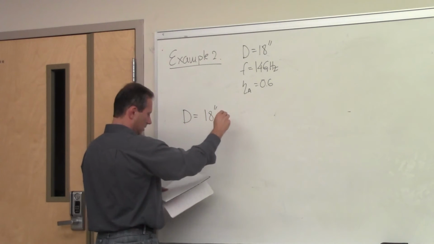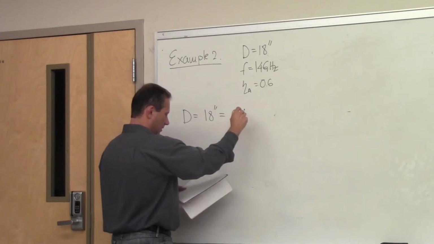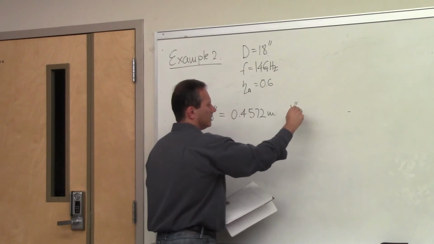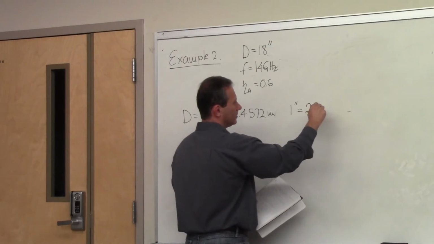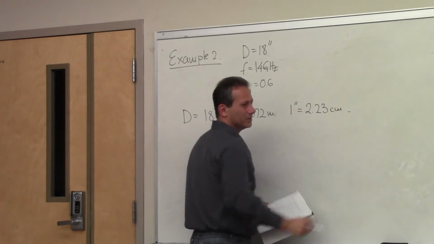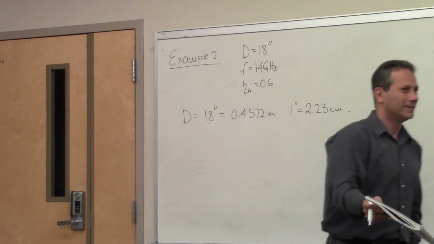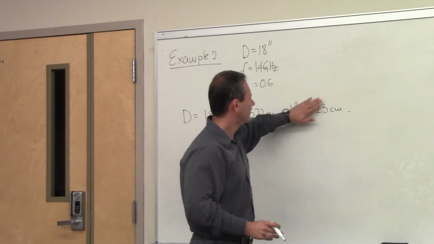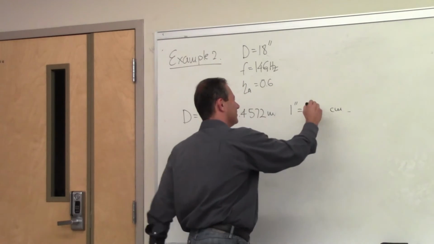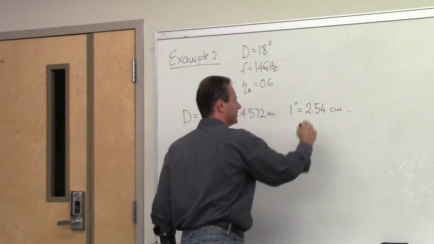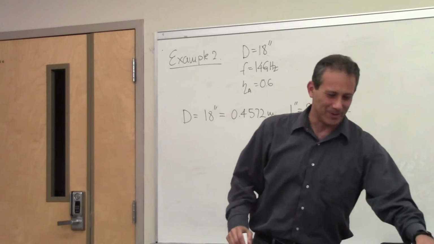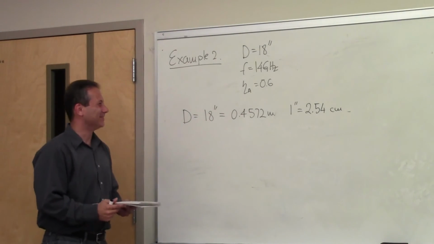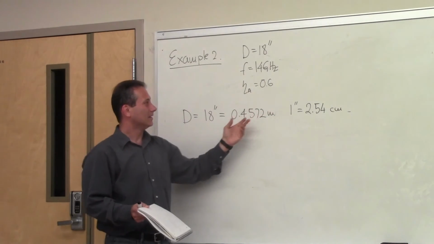18-inch is 0.4572 meters. 1 inch is 2.54 centimeters. My fault, I embarrassed myself, but that's because my calculator doesn't work. So that's the conversion, right?